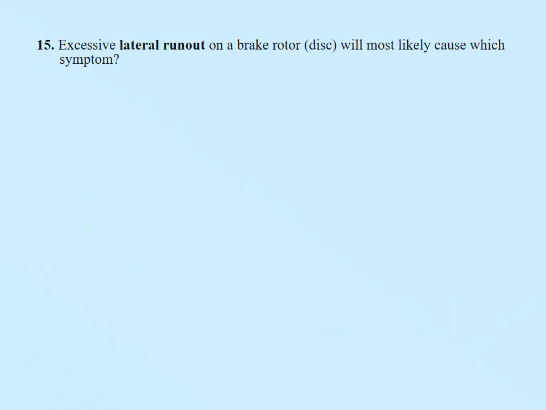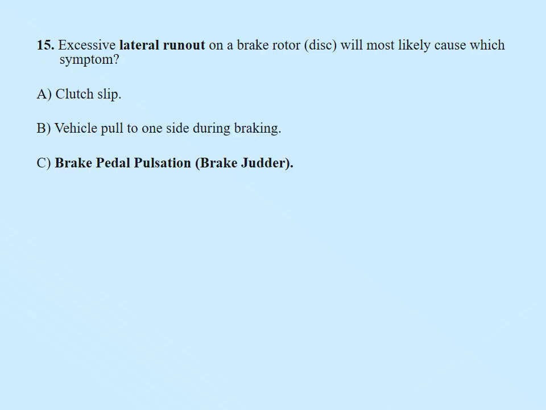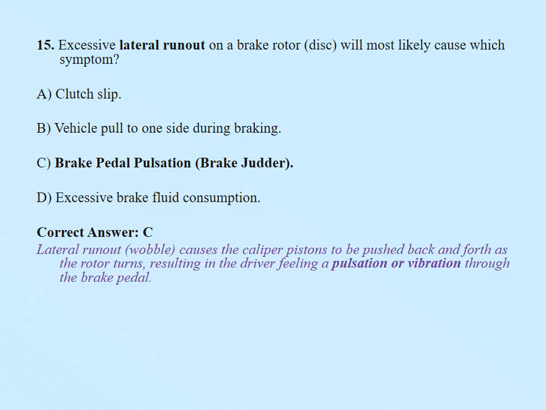Question number 15. Excessive lateral runout on a brake rotor disc will most likely cause which symptoms? A, clutch slip; B, vehicle pull to one side during braking; C, brake pedal pulsation; D, excessive brake fluid consumption. Correct answer is C, brake pedal pulsation. Lateral runout will cause the caliper piston to be pushed back and forth as the rotor turns, resulting in the driver feeling a pulsation or vibration through the brake pedal.